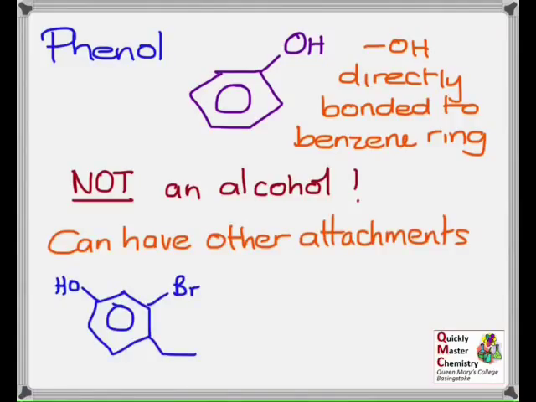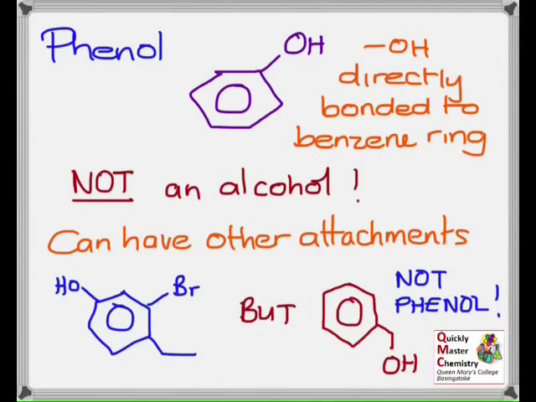It can have other attachments, so here you see phenol with other things, the bromine and the carbon side chain attached. And just going sort of in the other direction, sometimes you can think something is phenol when it isn't. It's actually an alcohol. So this final molecule drawn isn't phenol. That you would call an alcohol. And if you look carefully, you can see that although there's a benzene ring and an OH group, the OH is not directly bonded to the benzene ring. It's bonded to another carbon, which is then bonded to the benzene ring. So for phenol, you have to have the OH directly attached to the benzene ring.